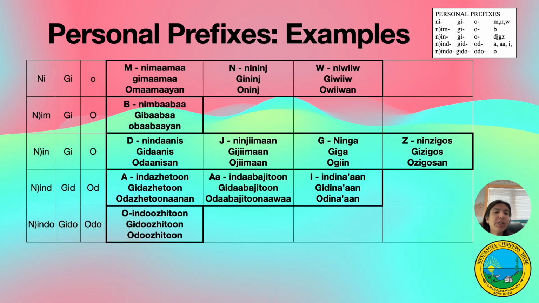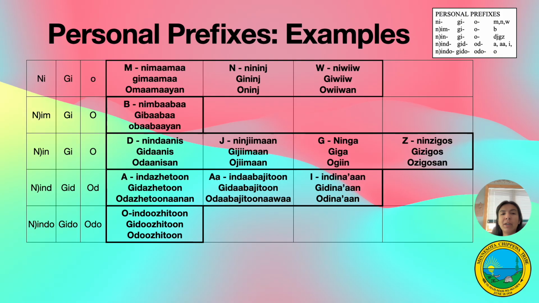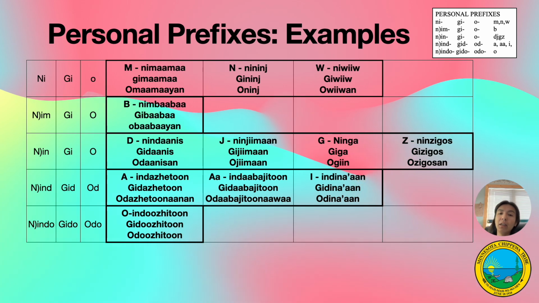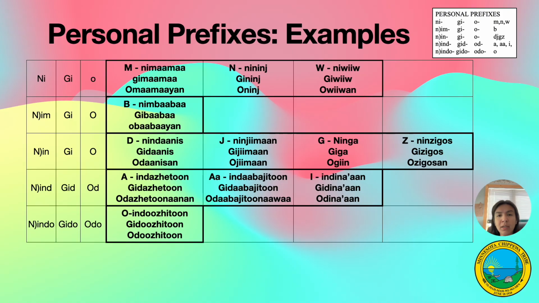And for D, J, G, and Z, we use nin, so nindanis, Gidanis, Odanisan, Ninjiman, Ojiman, Kijiman, Ninka, Kika, Ogin. The word Ogi is to like have a mother, so it'd be his or her mother. Ninzigos, my cross aunt, Gezigos, Ozigosan.